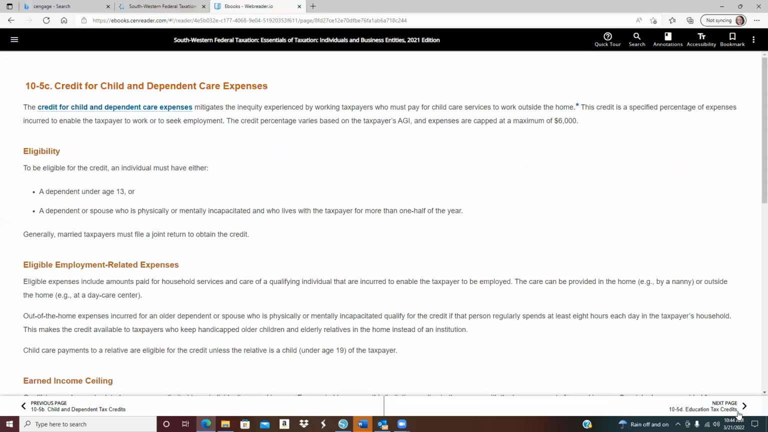You also have the credit for child and dependent care expenses. This is for working taxpayers who must pay for child care services in order to work outside the home. The credit is a specified percentage of expenses incurred. The credit percentage varies based on the taxpayer's adjusted gross income, and expenses are capped at a maximum of $6,000.